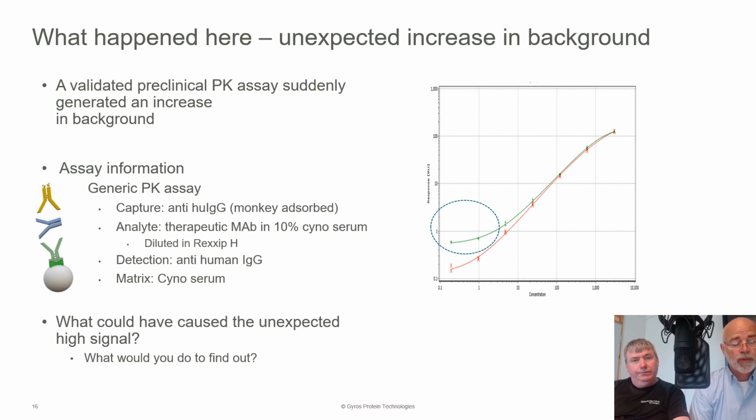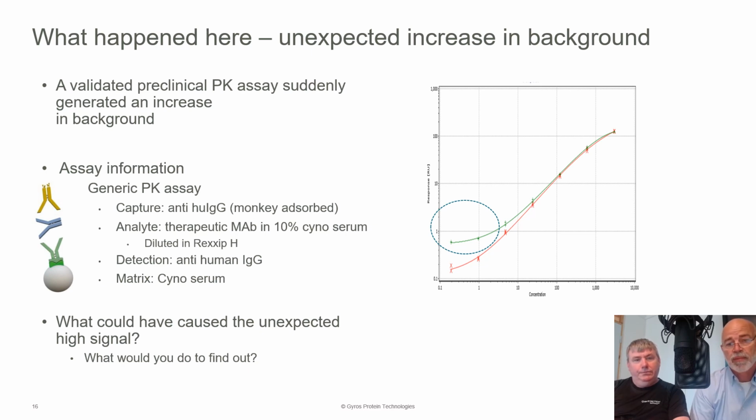So we've dealt with ones where we saw dropouts or lower than expected signal. Here's an example where we saw an unexpected increase in signal in the background. This is a validated preclinical PK assay where they suddenly saw an increase in the background. It's a generic PK assay where they have a capture as an anti-human monkey absorbed.